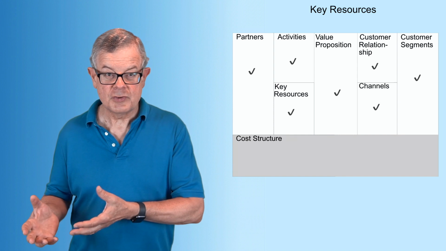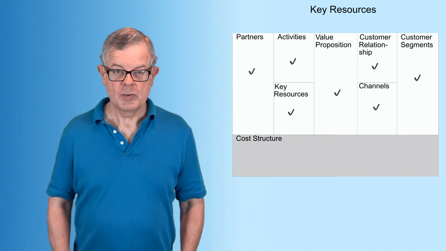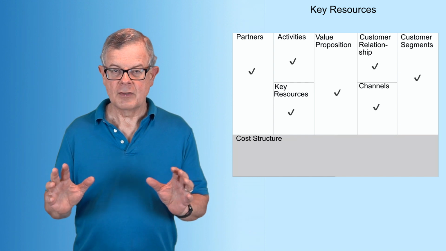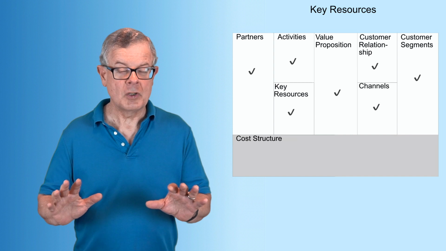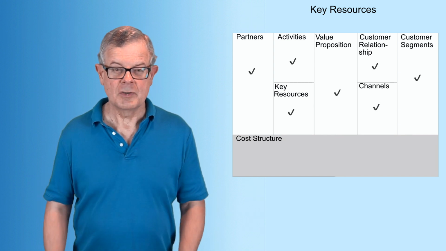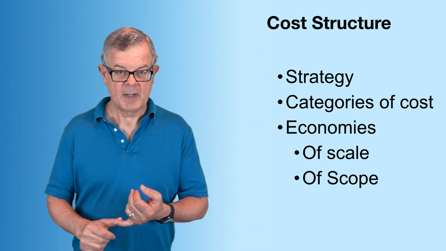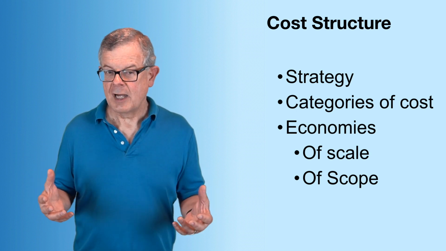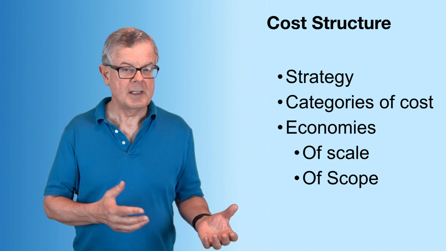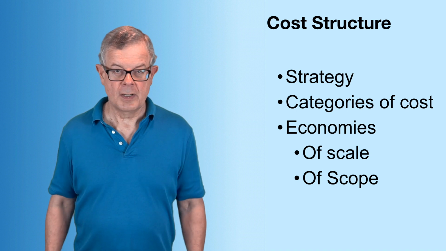Everything from your channel strategy through to your partnering, your key activities, and key resources. So you've already done a lot of the work of thinking through the different pieces. Now you need to think through the different categories of cost. That's what we'll talk about next. So for cost structure, first we'll talk a little bit about strategy, and then the different categories of cost, and then the different economies, economy of scale and economy of scope, that can influence your cost structure.